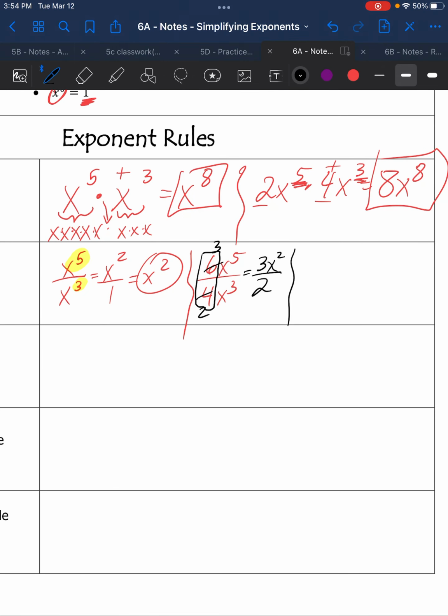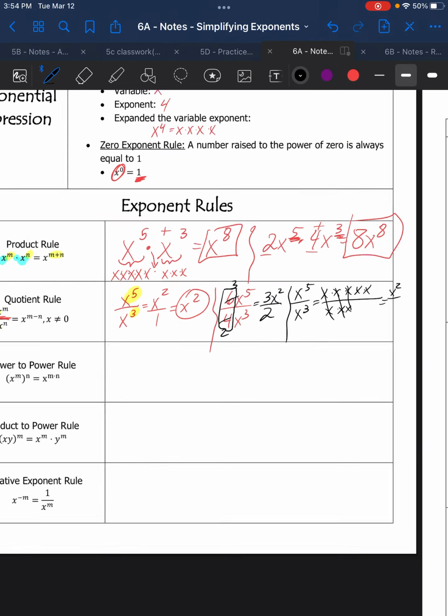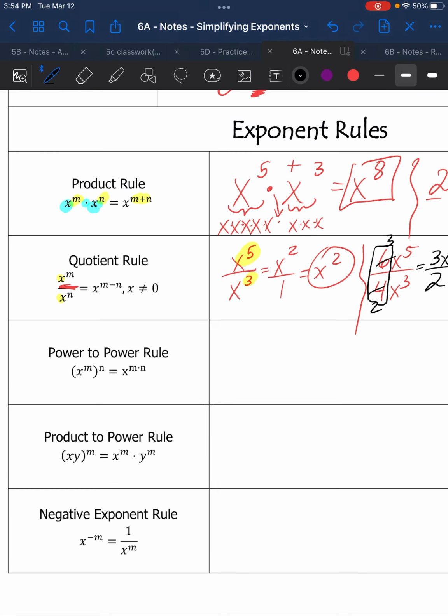If this doesn't make a whole lot of sense, there's another way you can write it out, expand it out if you want. I used to do this sometimes when I forgot the rules. 1, 2, 3, 4, 5 x's over 1, 2, 3, x to the third, and I used to cancel them out like this, leaving me with x squared in the numerator. So you can do it that way too.